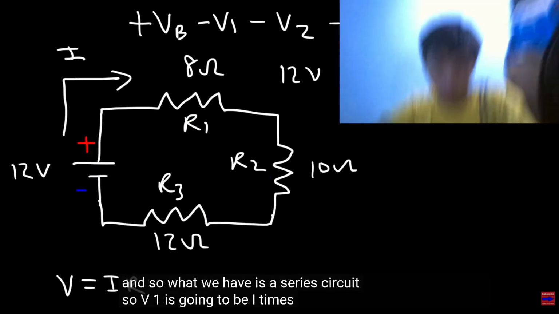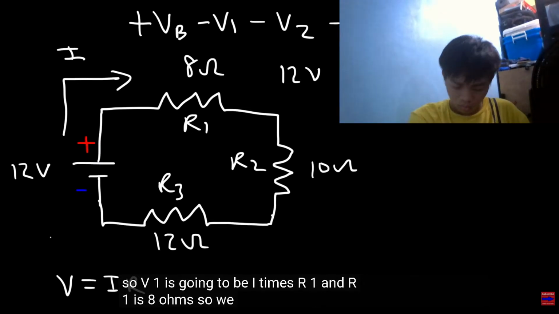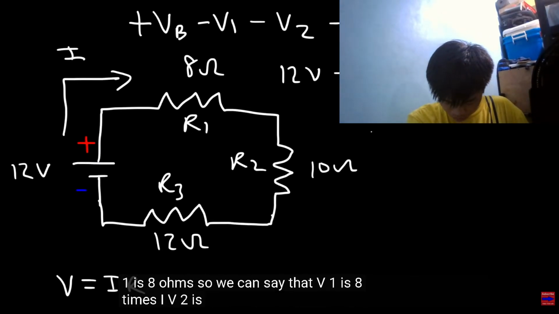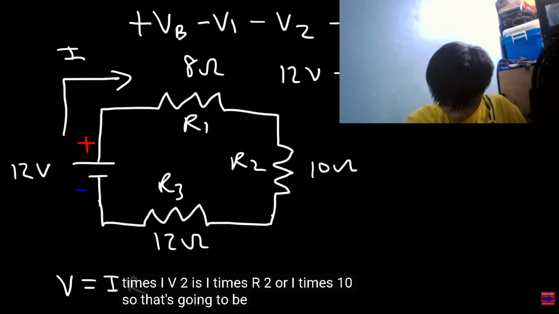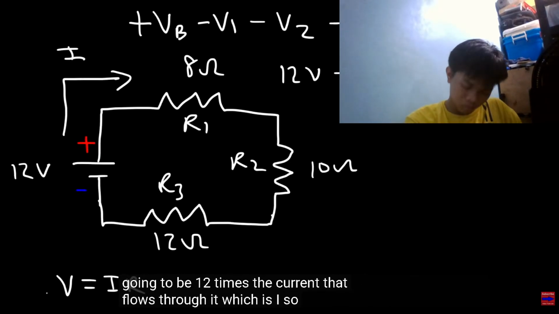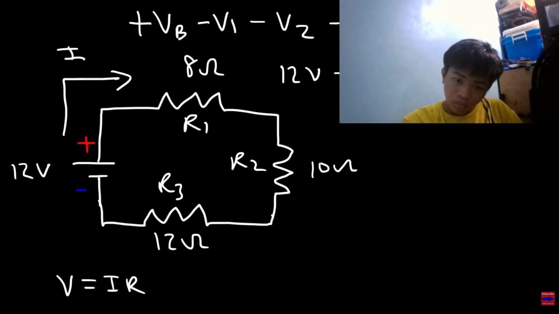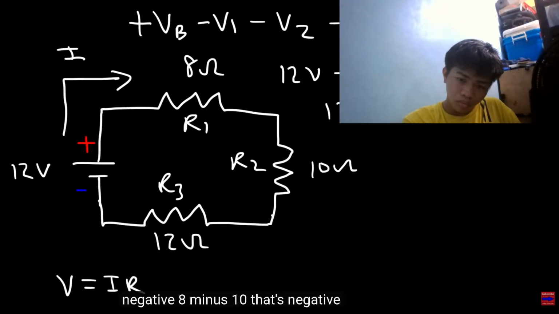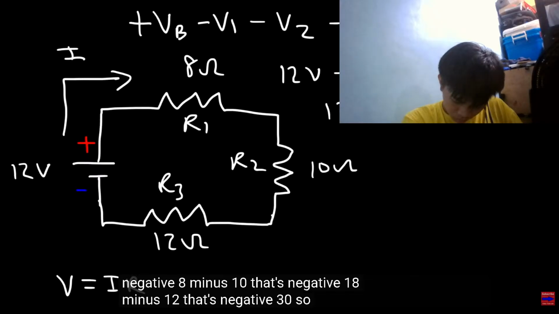So V1 is going to be I times R1, and R1 is 8 ohms. So we can say that V1 is 8 times I. V2 is I times R2, or I times 10, so that's going to be 10 times I. V3 is going to be 12 times the current that flows through it, which is I. So now we can add these like terms. Negative 8 minus 10, that's negative 18, minus 12, that's negative 30. So this is going to be negative 30I.